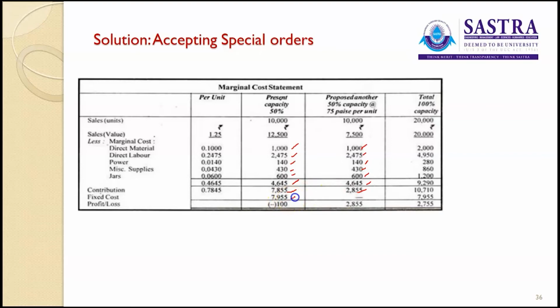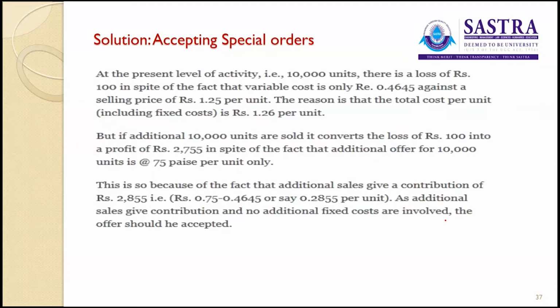Fixed cost we are covering in your present capacity itself, resulting in a loss of rupees 100. Now for the proposed one, we have a profit of 2,855. Adjusting with the loss, we are going to get 2,755. So we have this total column wherein we are going to add all your marginal cost and contribution. Now we see here 10,710 is your contribution. We have 2,755. Now the loss of 100 of your present capacity is adjusted with your proposed capacity. So the proposed capacity can be accepted.